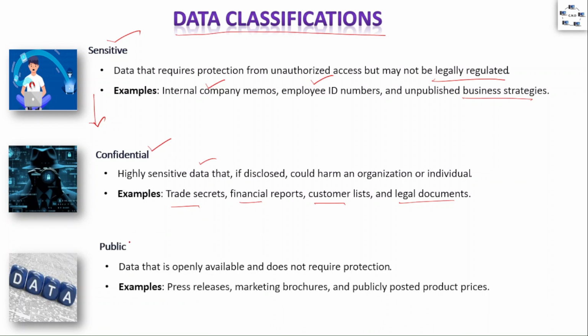And the next one is, this one is least sensitive, and it is the data that is openly or publicly available and does not require any protection. These are basically published by the organization for the public consumption. Examples include the press releases, marketing brochures, and publicly posted product prices.